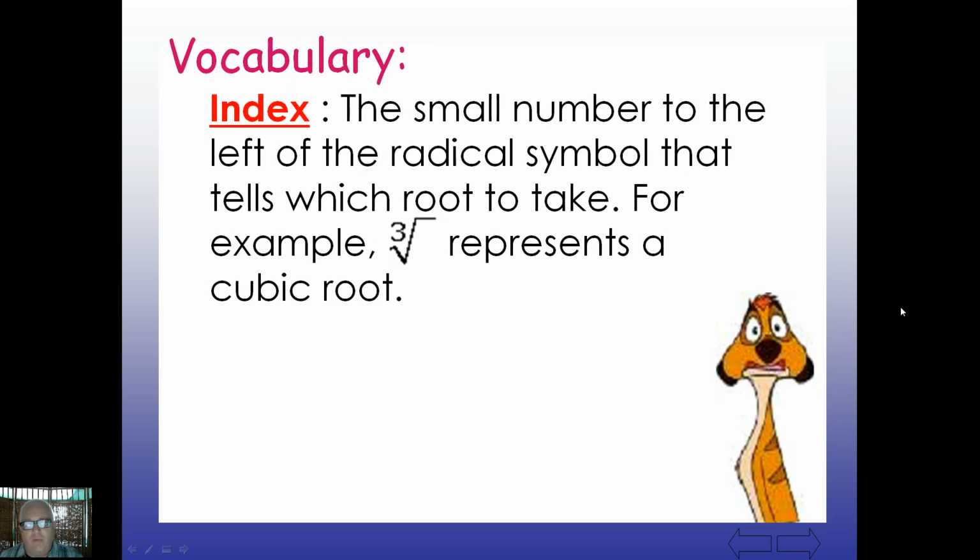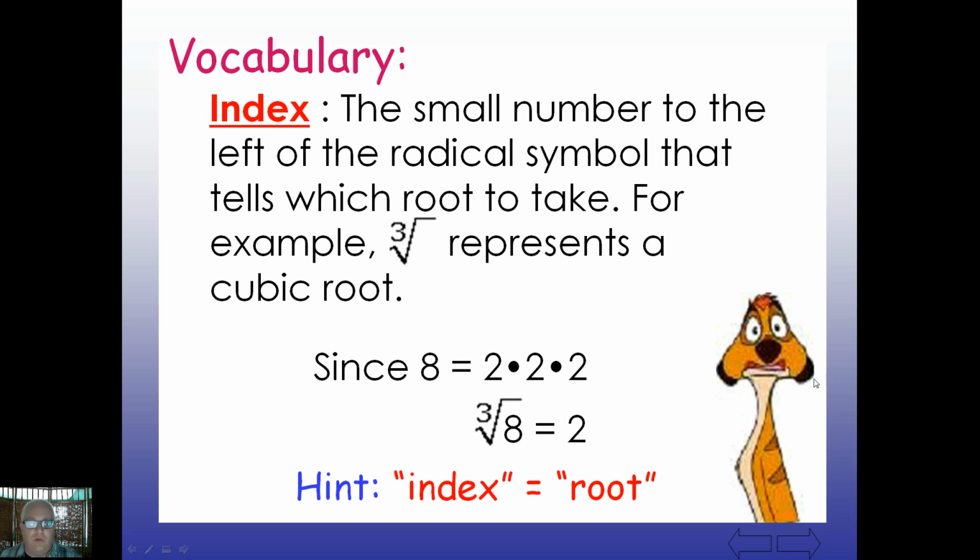So here's our vocabulary. Remember that this is called the index. We talked about this previously. The small number to the left of the radical symbol that tells which root to take. For example, this 3 here in the index represents a cubic root. And of course, a 4 there would be a 4th root, and so on. So, since 8 equals 2 times 2 times 2, the cube root of 8 is simply 2. So there's a hint for you. The index equals the root. We'll come back to that a little bit later. This index here means find the root of that number. Okay, so keep that in mind.